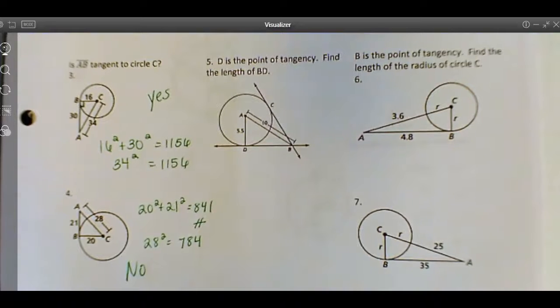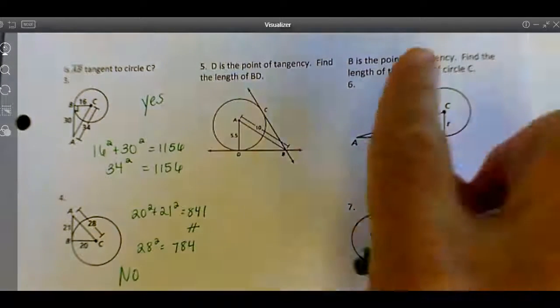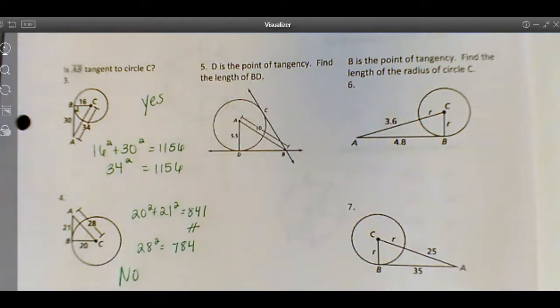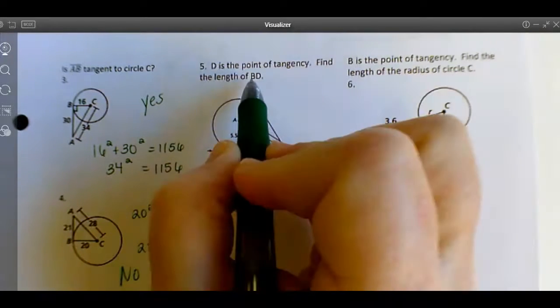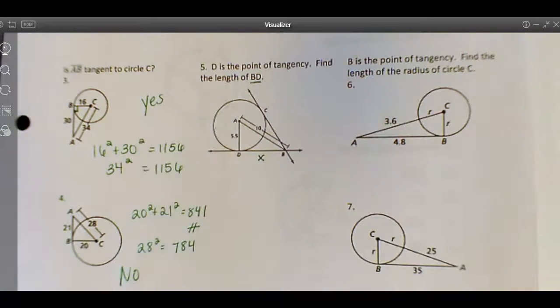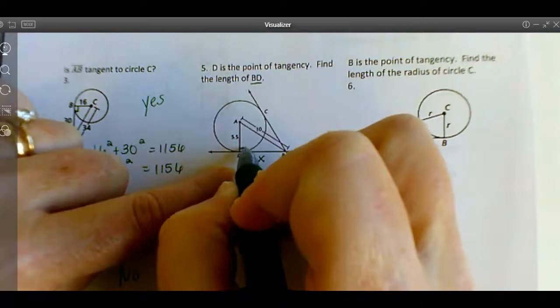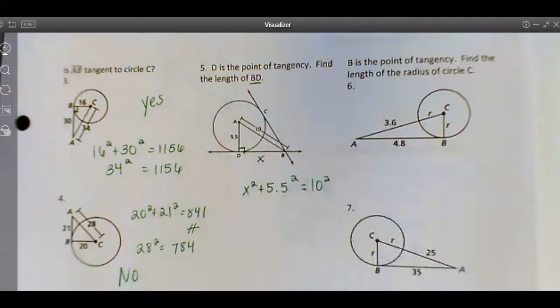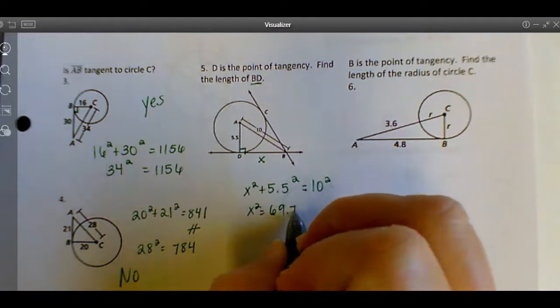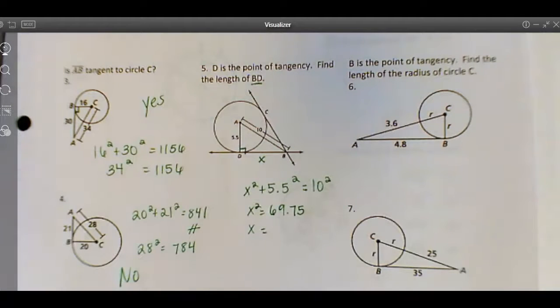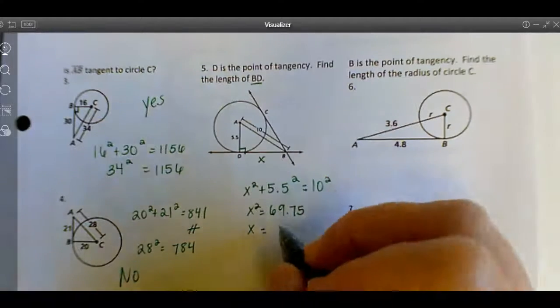But sometimes they say, let's figure out the length of one of the sides. Right here, it tells you it's tangent, but what we want to do is find something. We're still going to use the Pythagorean theorem to find it. It's asking me to find the length of BD, so it wants me to find this side right here. So I'm going to do x squared plus 5.5 squared equals 10 squared. Remember that the one that's squared over here is always the one across from the 90. At that point I'm going to subtract: 10 squared minus 5.5 squared. I get 69.75, and then I take the square root of that, and I get 8.35.